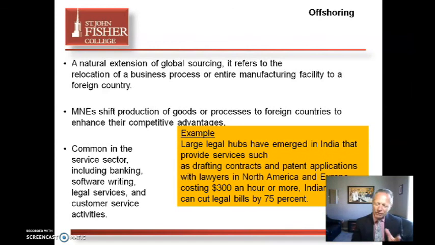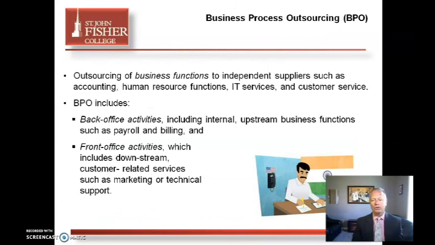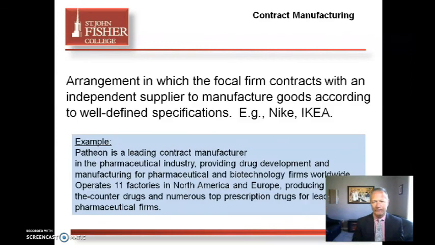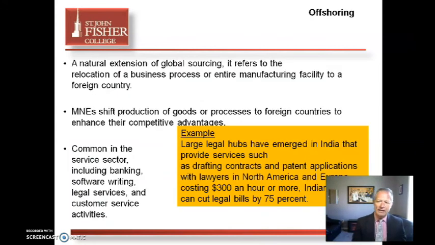Mostly when you think about offshoring, you're moving manufacturing. When you're looking at outsourcing, you're looking at other business functions. Those are the differences. Contract manufacturing is not offshoring. Contract manufacturing is contracting with another company to manufacture, whereas offshoring is putting your own plant, really FDI, in a particular country.